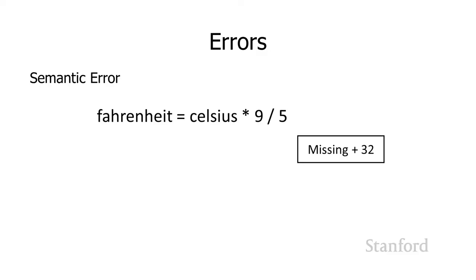The other source of errors is semantic errors. Semantic errors occur when you have a perfectly legal program, but it's not actually correct. So in this case, I'm converting Fahrenheit to Celsius. I'm multiplying by 9. I'm dividing by 5. It turns out I'm also supposed to add 32 to it, and I didn't. So this program will run. It is perfectly legal, grammatically correct, syntactically correct Python, but it's going to give me the wrong answer.